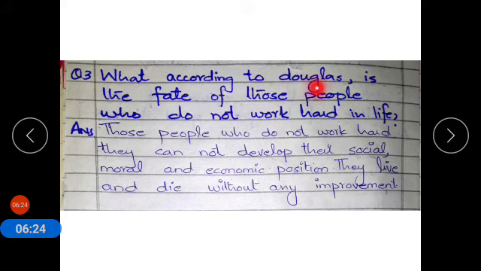What, according to Douglas, is the fate of those people who do not work hard in life? Those people who do not work hard cannot develop their social, moral and economic position. They live and die without any improvement. As we read in the summary of the poem, according to the view of the poet, there are two categories or two kinds of people. The first one is those people who do not work hard. They cannot develop their social, moral and economic position. They live and die without any improvement.